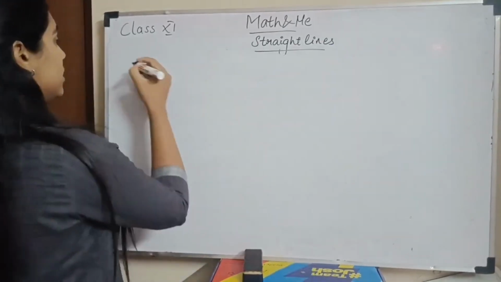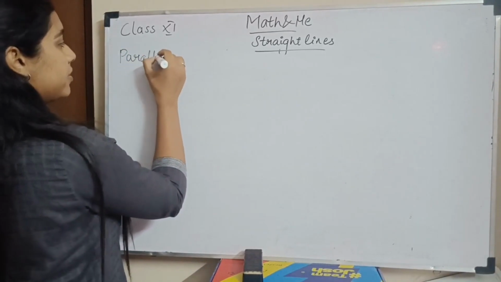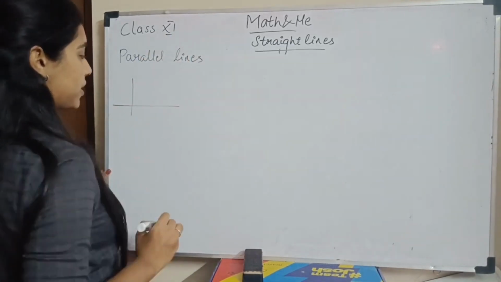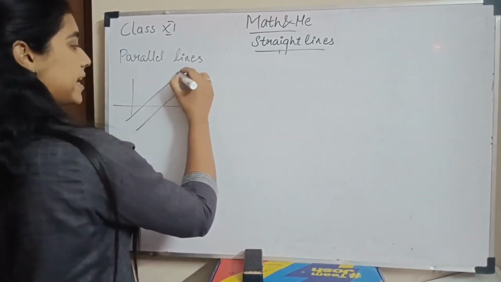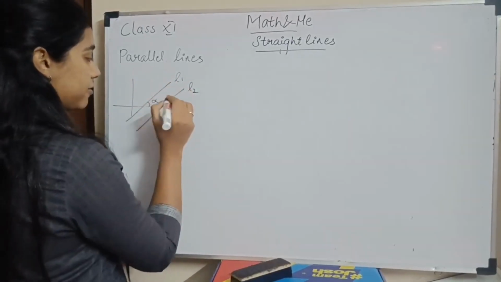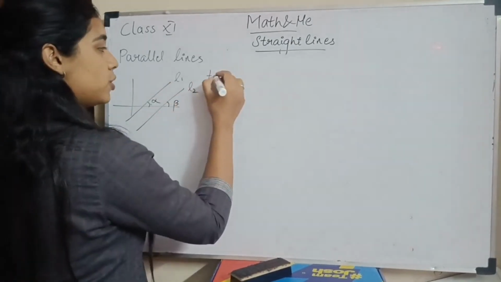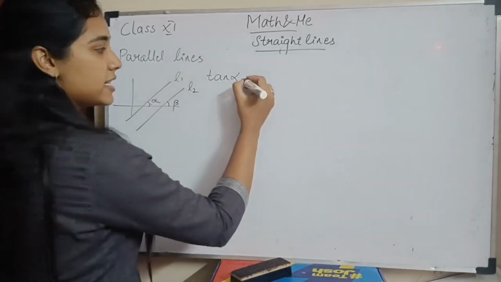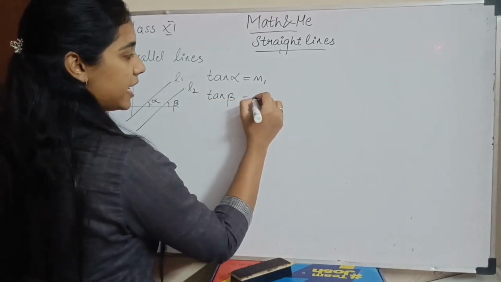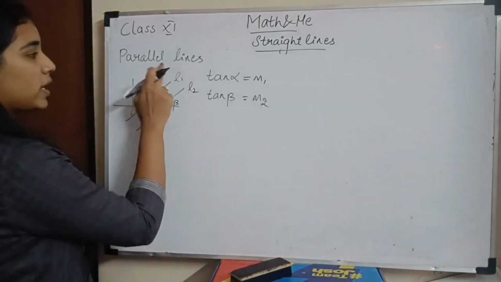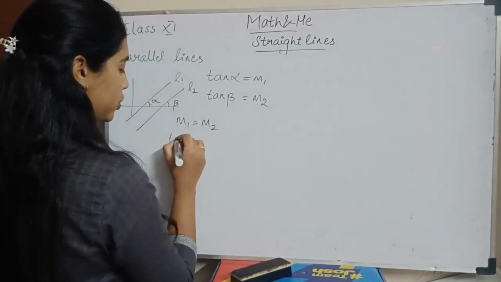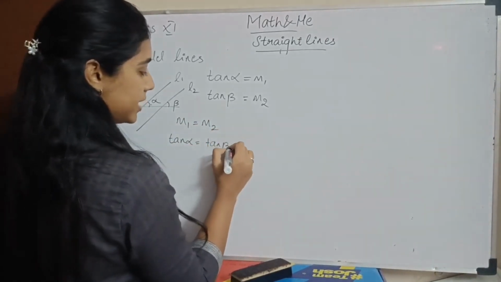Okay? What do you have when you have 2 parallel lines? For example, in this particular graph, when you have 2 lines, say L1 and L2, which are parallel, denote one angle by alpha and the other angle by beta. The slope of the first line is tan alpha, let us name it M1. The slope of the second line is tan beta, and let us name it M2. When 2 lines are parallel, their slopes are equal, meaning M1 is equal to M2. So tan alpha is equal to tan beta.